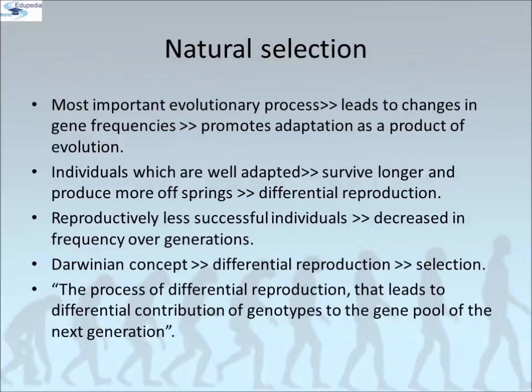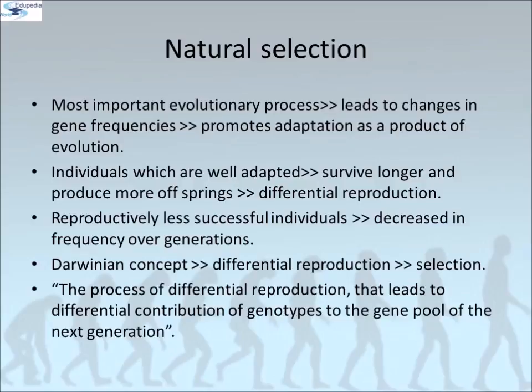Natural selection is the most important evolutionary process that leads to changes in gene frequencies and promotes adaptation as a product of evolution. The individuals which are well adapted, that is, having pre-existing classes of genetic variants in the gene pool, generally survive longer or produce more offspring. This is called differential reproduction.